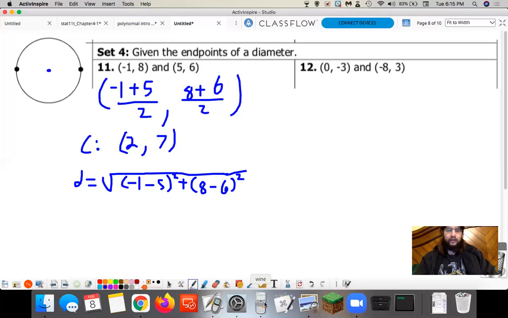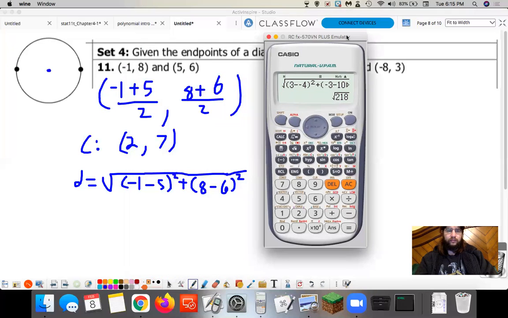If I type that in the calculator, it spits out 2 square roots of 10. Now that is my diameter, that's not my radius. So if I divide that by 2, that's going to be my radius. So I square that, it's got to equal 10. So from here, I know my formula.